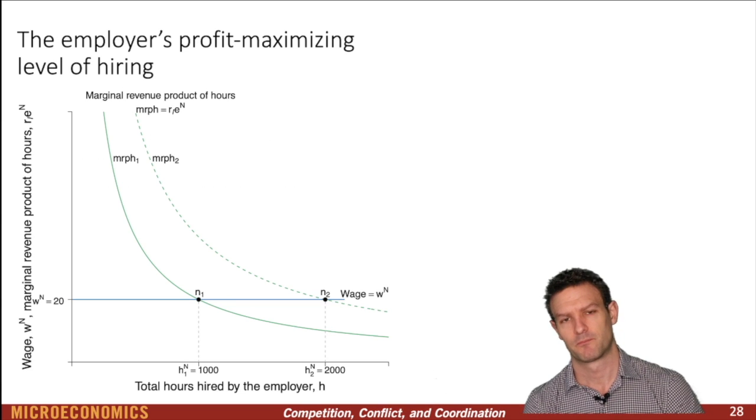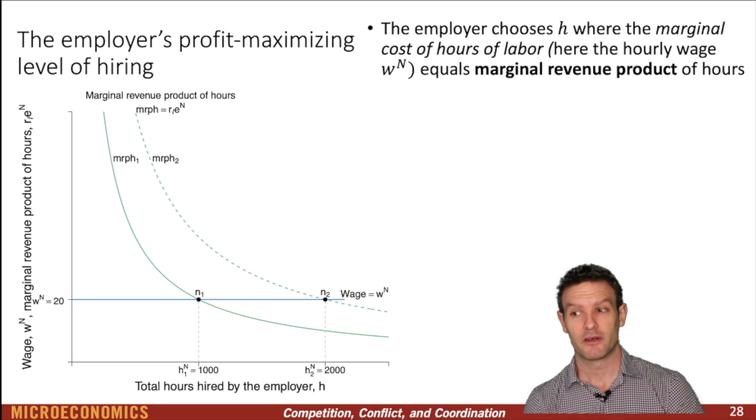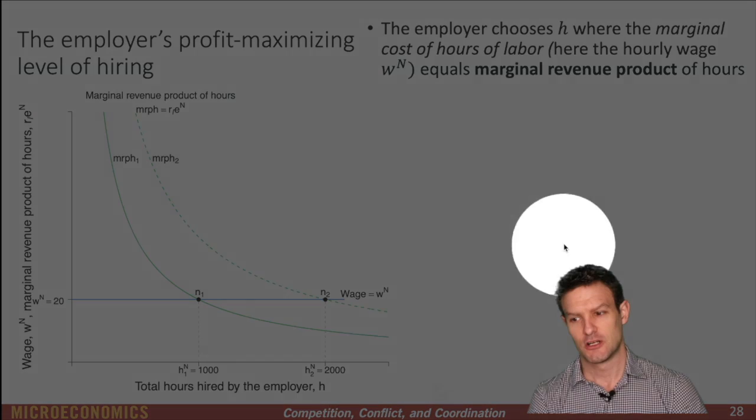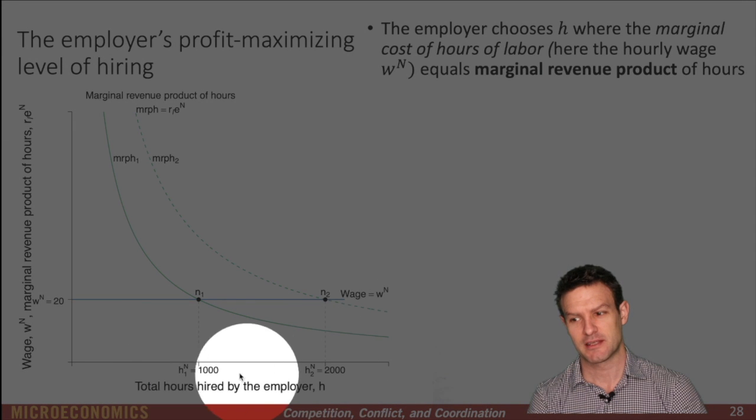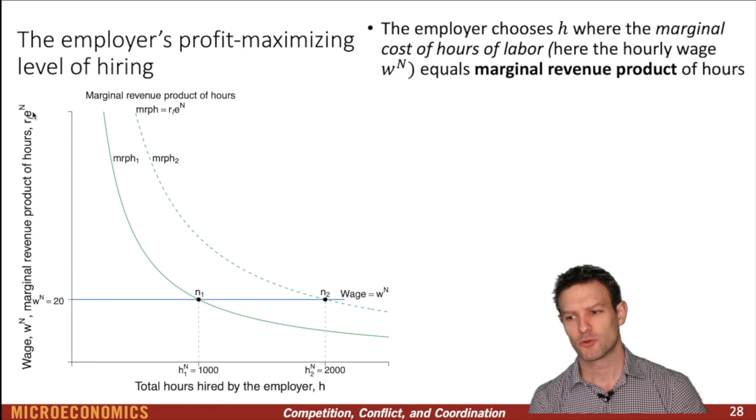Okay, so here's the figure. Let's pay attention to a few things. The employer chooses H where the marginal cost of an hour of labor, which is WN, the wage that they pay, equals the marginal revenue product of hours of labor hired. Notice what's going on here. We've got total labor hours hired by the employer, H, along the x-axis. We've got the wage and the marginal revenue product of hours, which is equal to revenue times the effort that is exerted per hour.